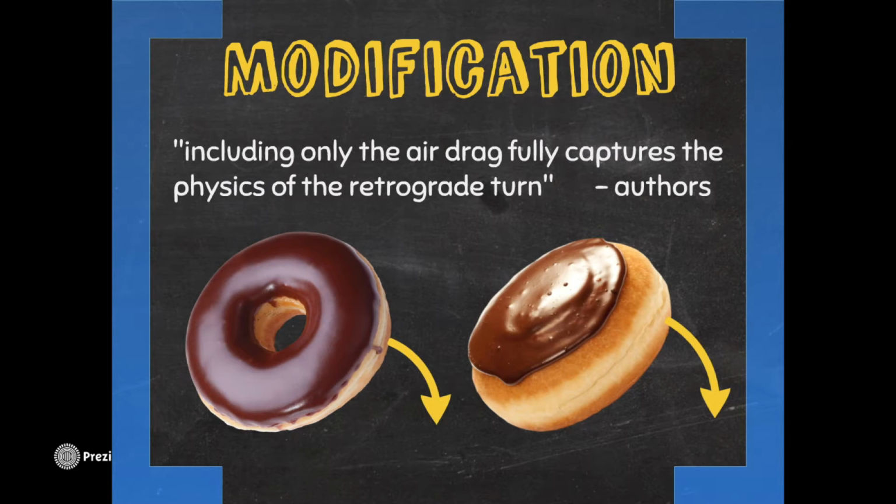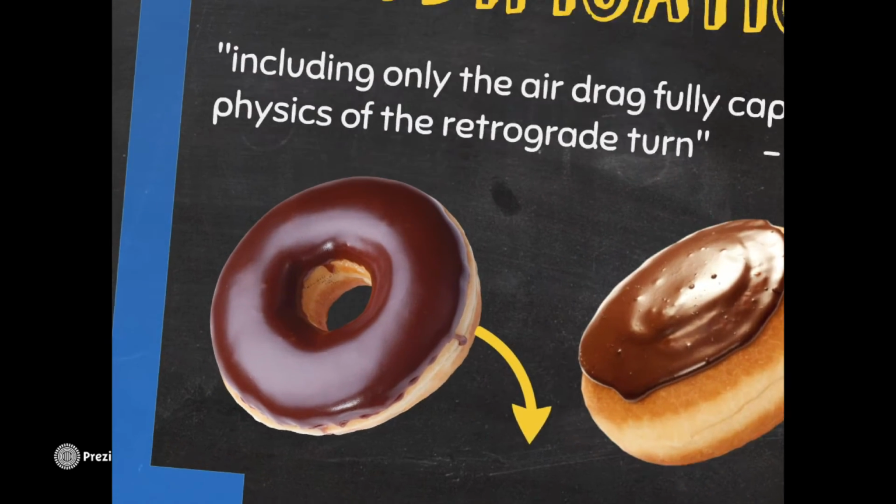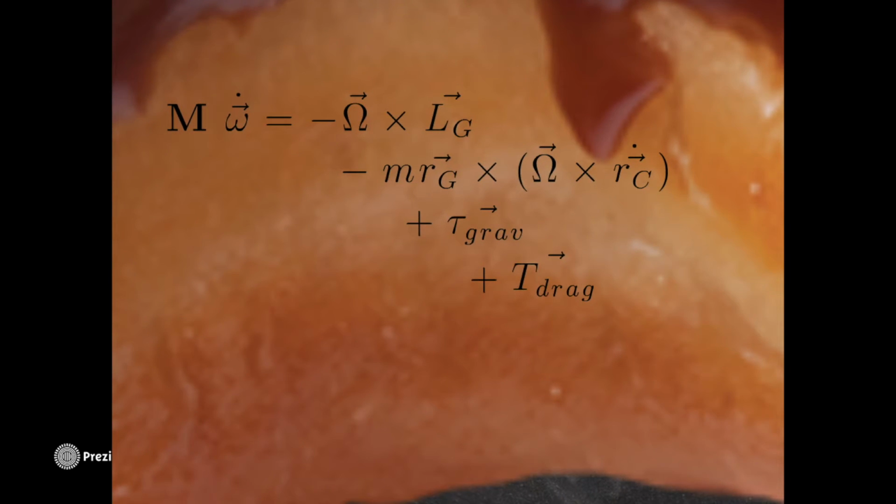The other difference between these donuts that nobody spotted is that this one has equations in the middle. And this is exactly the equation we had previously. The only difference is that right next to gravity, there's this drag torque. So the authors said, let's try to fix this. Let's add this drag torque.